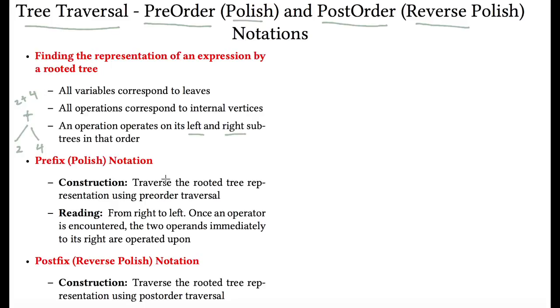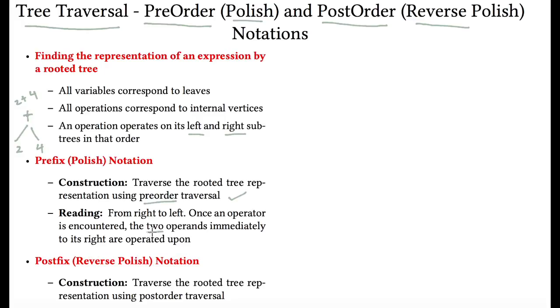although the answer is the same, this is read as 2 plus 4. Then the Polish notation or the prefix notation is constructed by traversing the tree which we created here in a pre-order way. So if we do the pre-order traversal of the tree representation, we get the prefix notation. And once we have the prefix notation, how do we read it? We read it from right to left.